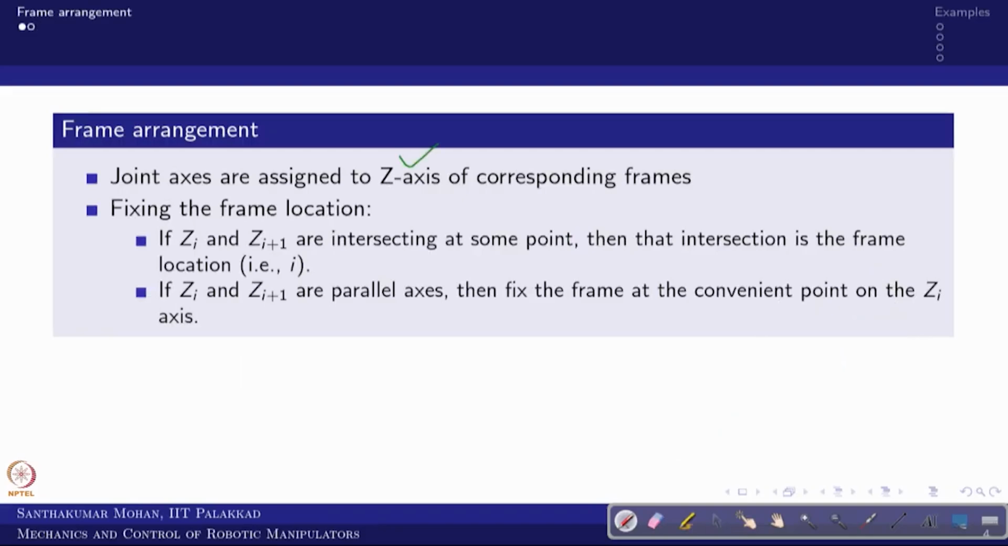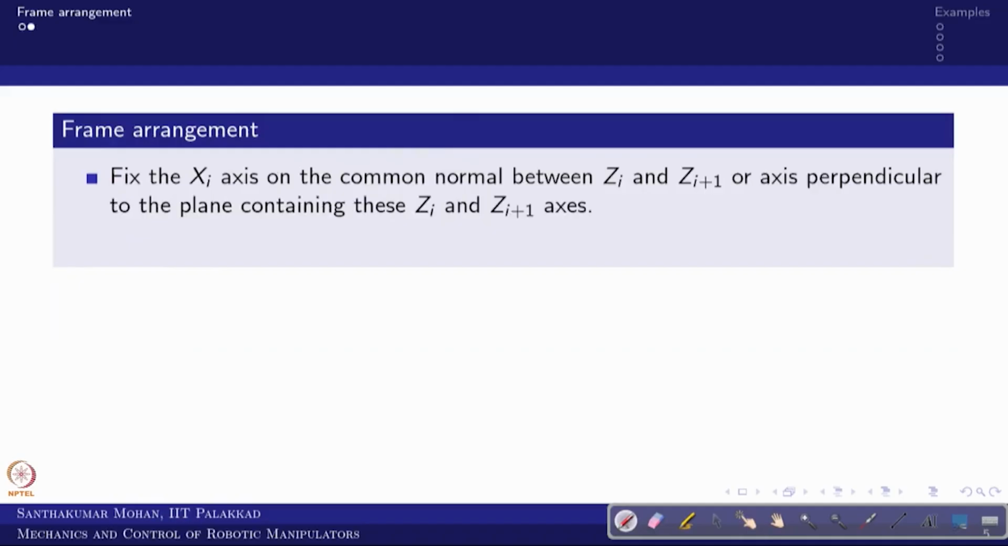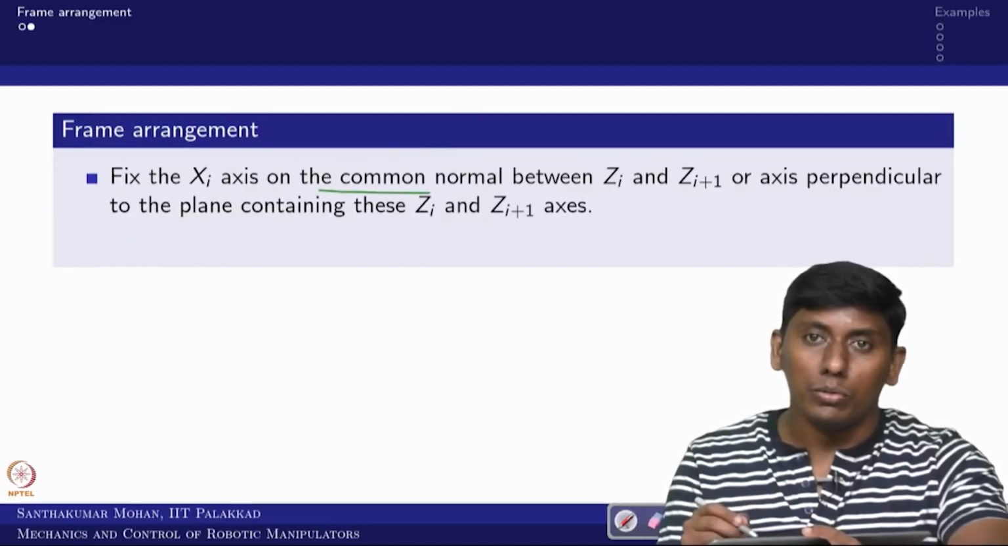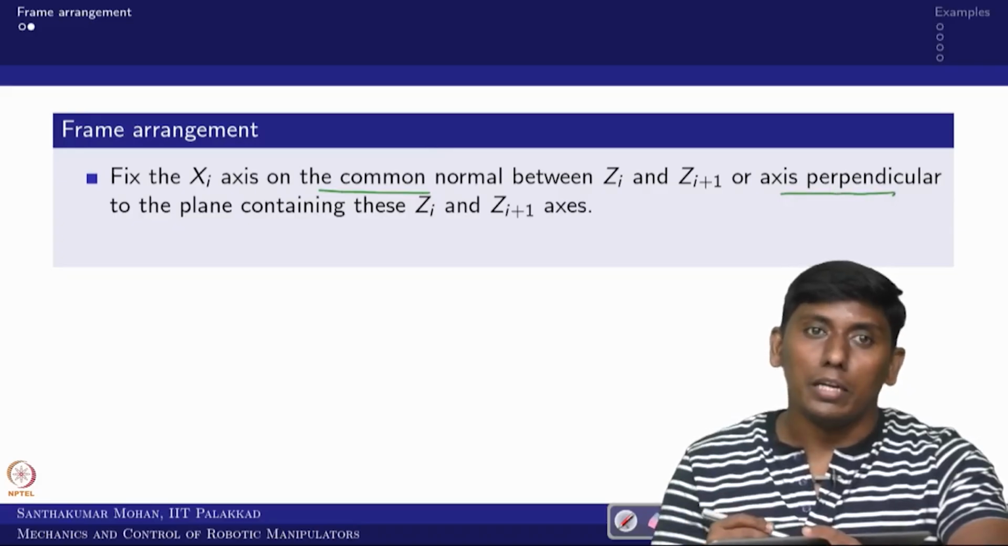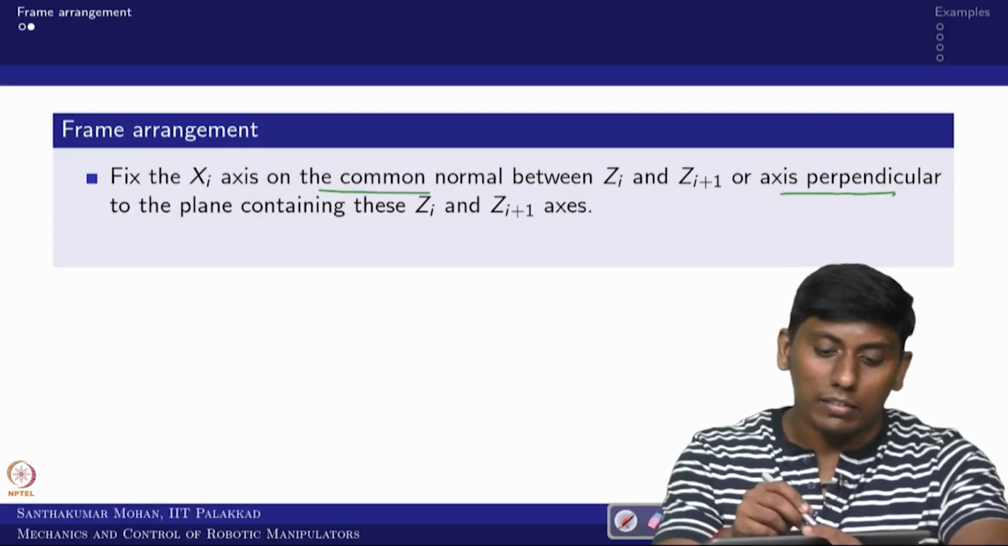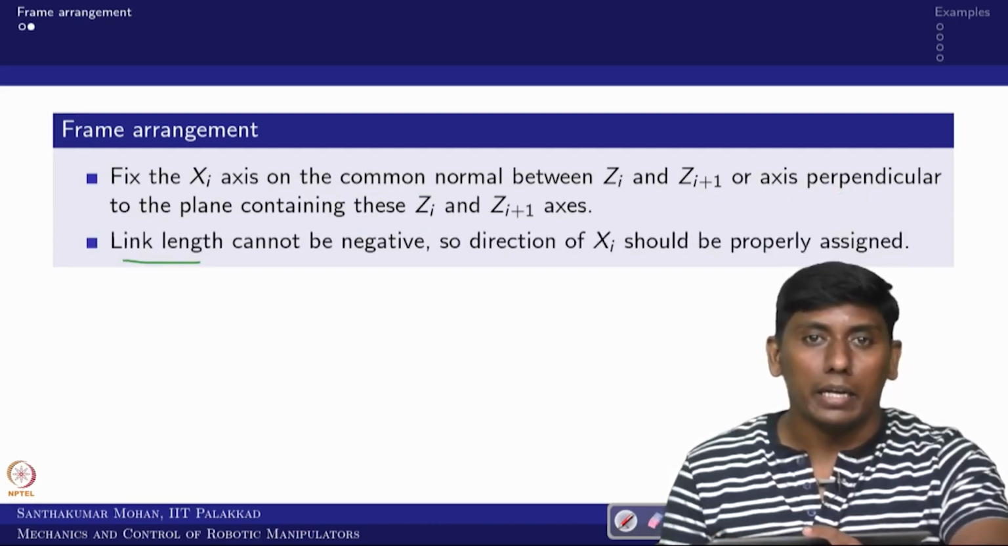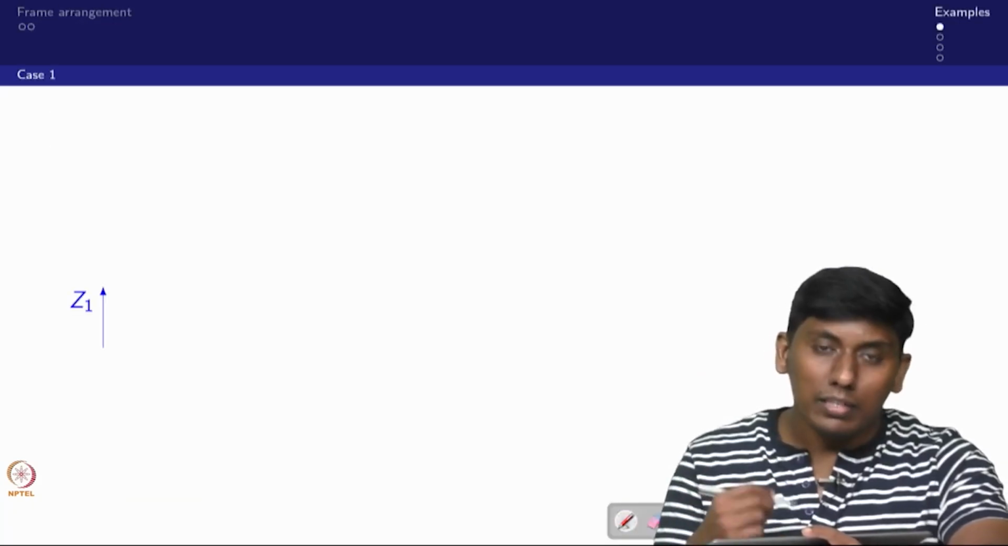We know the z axis is always associated with the joint, and in fixing the frame, if the axes are intersecting, the intersection point would be the ith frame origin, and if they are parallel you can take a convenient place. Similarly, the x axis is always taken along a common normal. If the common normal is not there, then the axis is perpendicular to the plane containing the z axis. Please remember that the link length cannot be negative. So now we will come back to a certain example.